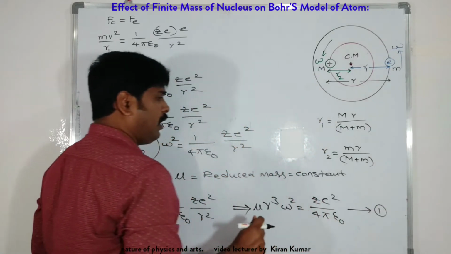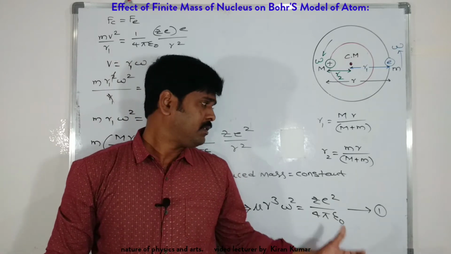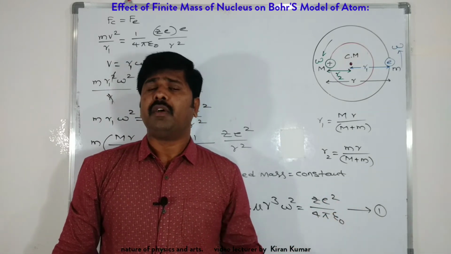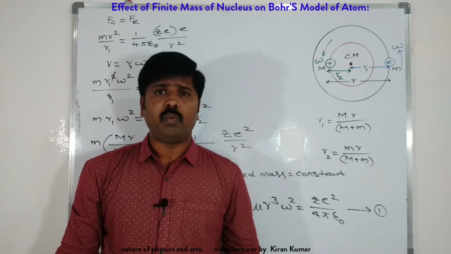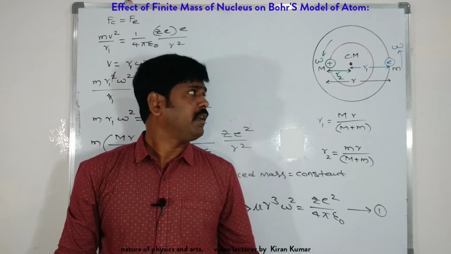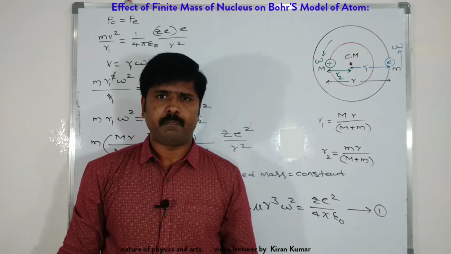And next, the law of conservation of angular momentum. Based on both equations, we will get the radius of the revolving electron, or small r value. We will discuss step by step.